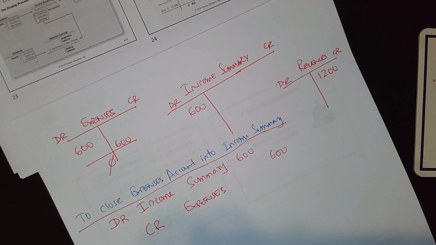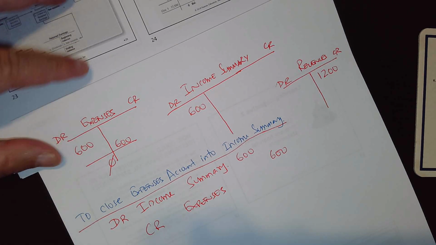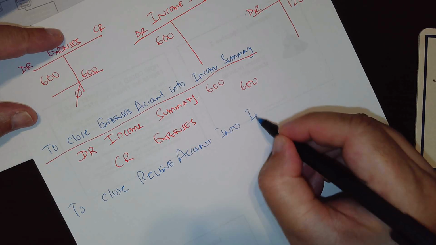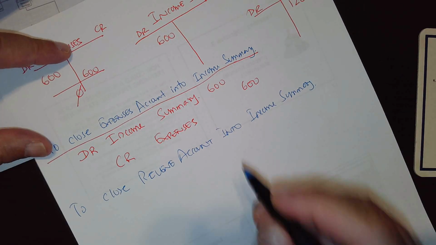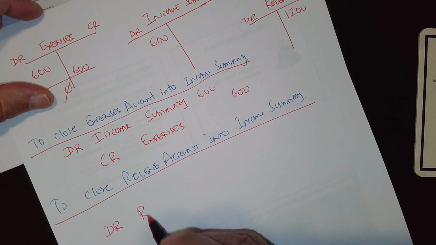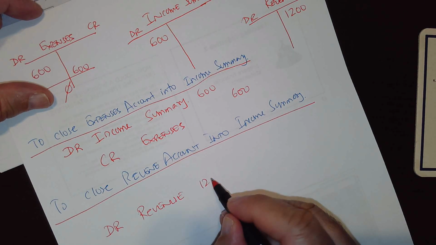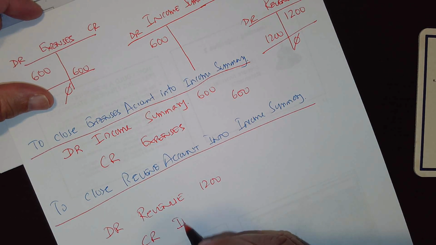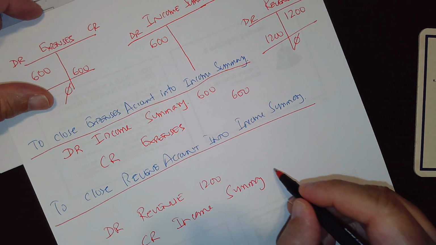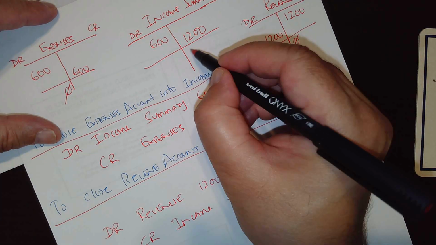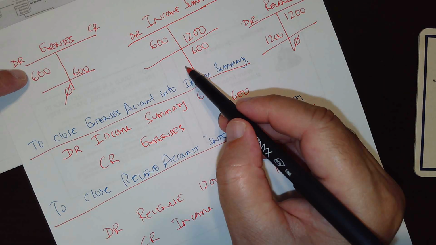All right, very good. The second thing we're going to do is close the revenue account into income summary. We have to debit revenue for, say, $1,200. When we debit revenue $1,200, it's zeroed out. Then we credit income summary for $1,200, so we put $1,200 over here. So what do we have here? We have a $600 difference. We have closed the revenue and expense accounts into income summary.